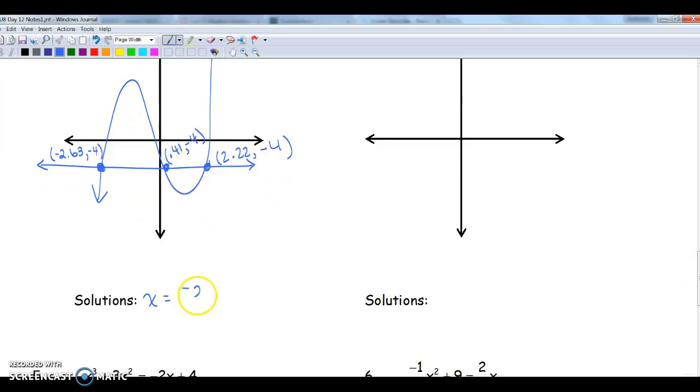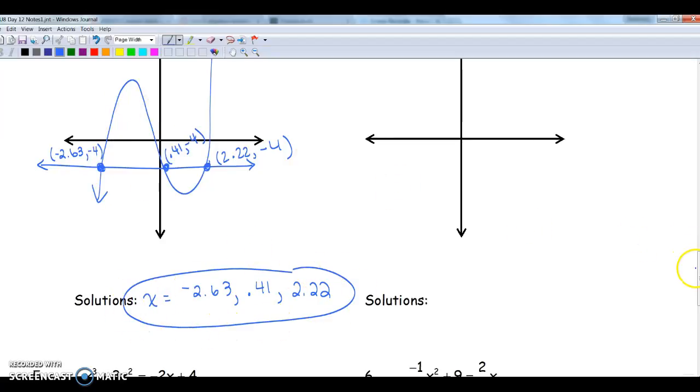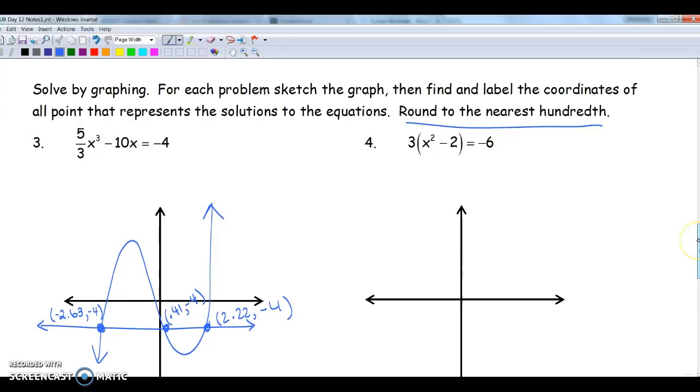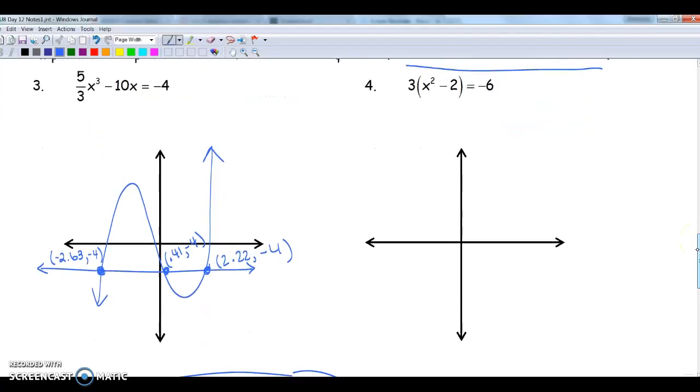And then where it says solutions, you're only going to write down the x's. So it'll be negative 2.63, 0.41, and 2.22. So the intersection points, you need both x and y, but the solutions, all we're interested in is the x, because that's all that's included in the original problem, are just x's. So we have that.